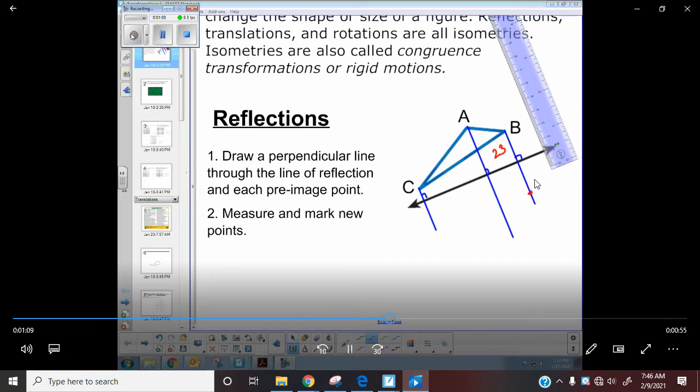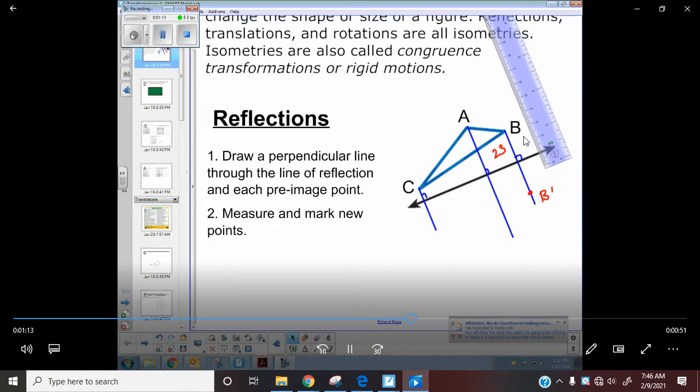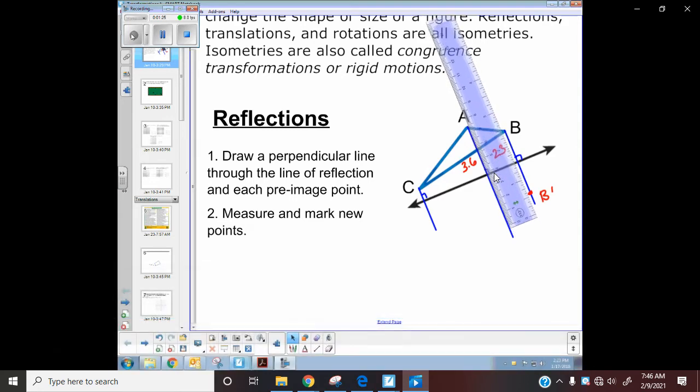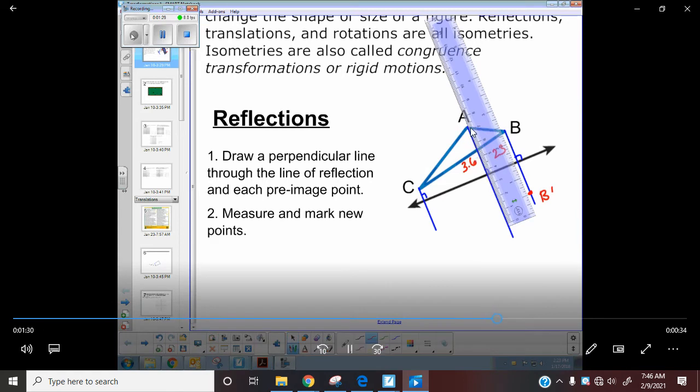Now, it might be a little bit different on your page that you see in front of you for your notes because the measuring on the smartboard is a little bit different than the measuring on paper. So then when you look at this, the distance from the line to A is 3.6, and then you can go ahead and measure from your line to your new A. It's going to be the exact same. So again, you're going to stay on that guideline, you're going to measure that distance, measure your new distance. And then you're going to mark that, and that's going to be your new A.